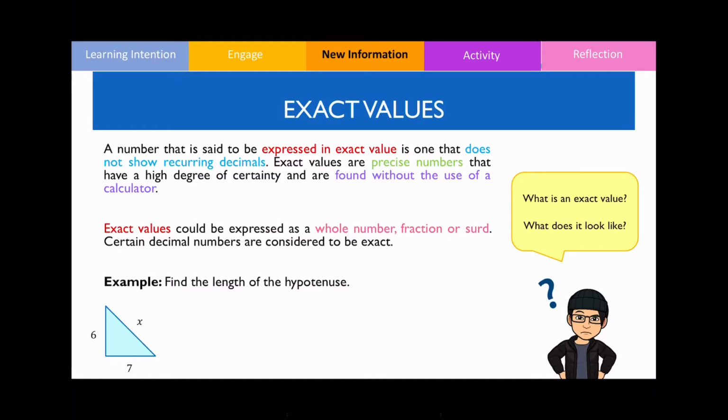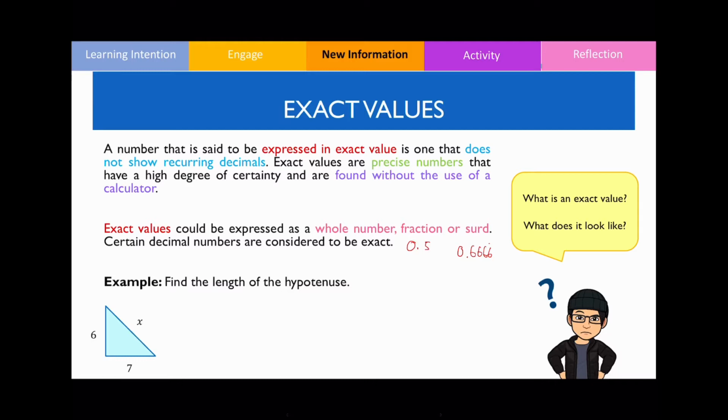Now, exact values could be expressed either as a whole number, a fraction, or a surd, and only a certain number of decimal numbers are considered to be exact, okay? So for instance, 0.5, because it's just 0.50, it keeps on going as a 0, we can refer to that number as an exact, whereas a number such as 0.6666, which keeps on going, which is a recurring number, this particular decimal over here is not considered to be an exact value.